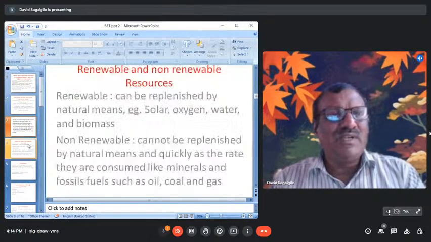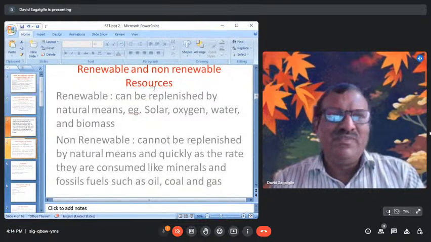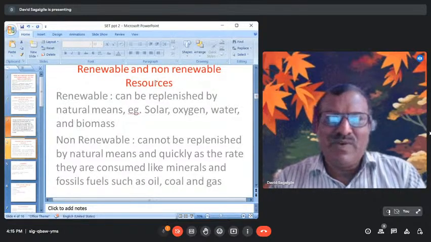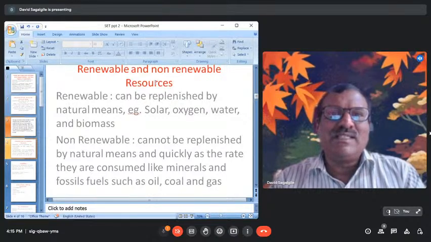Then we are going to look at the renewable and non-renewable resources. We see that we have got so many different resources around us which nature provides us, which the surroundings provide us.